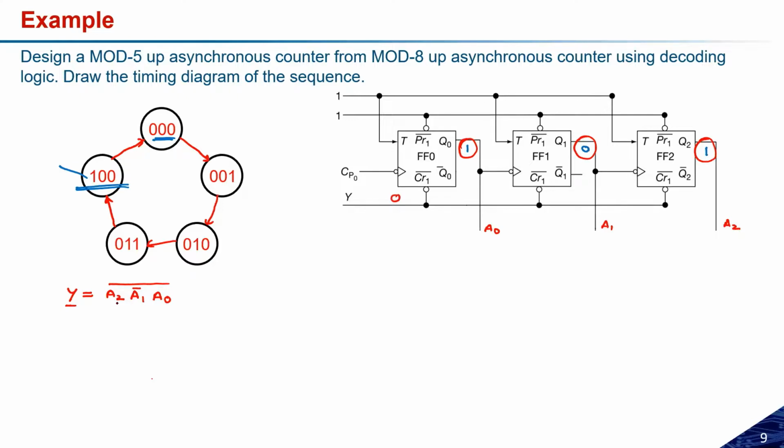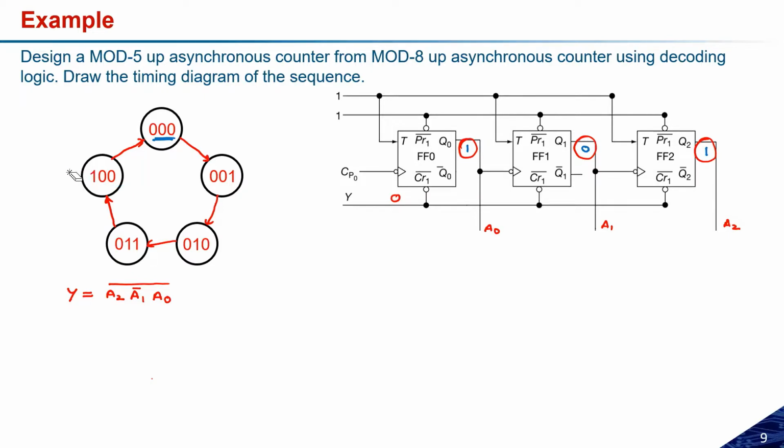So let us try to see. A2 is 1, A1 is 0, and I need the complement, so this is like 1 into 1 into 1. So 1, 1, 1, and the complement of this gives you 0. So Y is 0 if I use these kinds of control signals: A2, A1 bar, A0, and the whole complement. If it is like that, the circuit will be cleared, and from 101 it will move to 000.